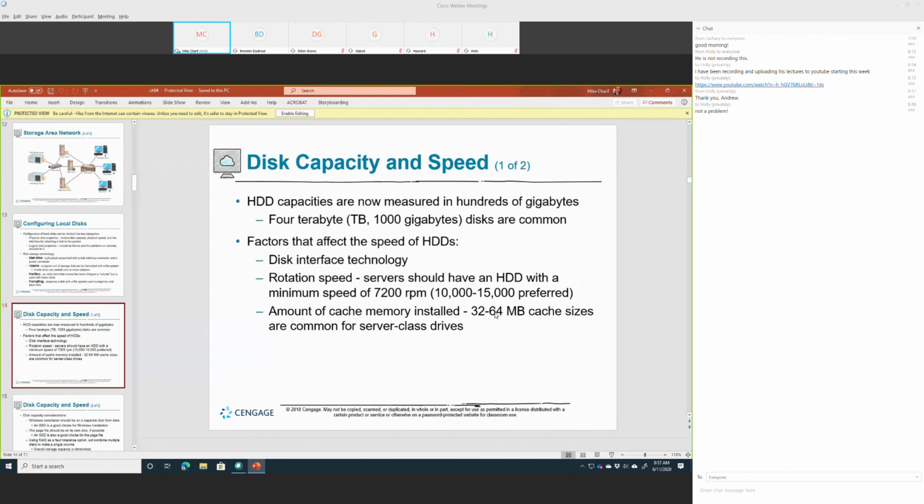The other factor you need to look for is cache. So amount of cache memory installed, 32 to 64 megabyte cache size are common for server class drives. If, only if, you want to put all your data and everything on that server, if you're not using virtualization and all that stuff.